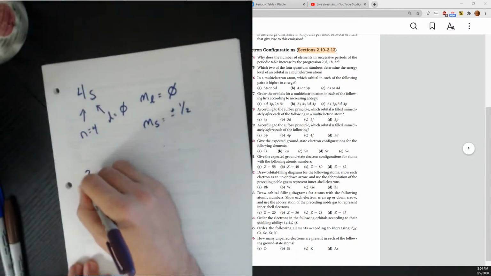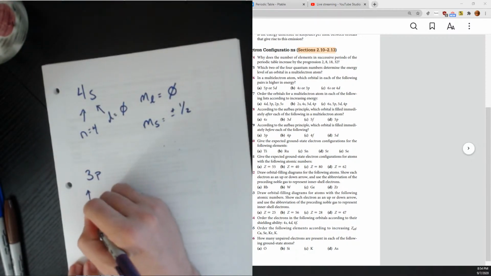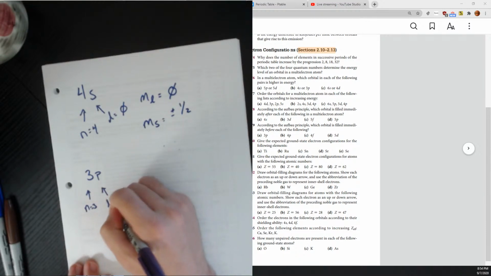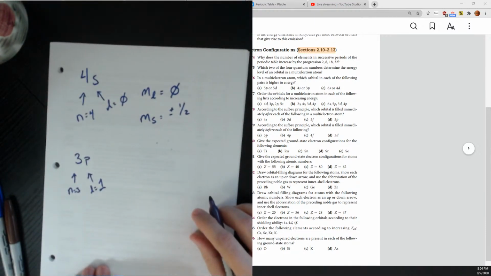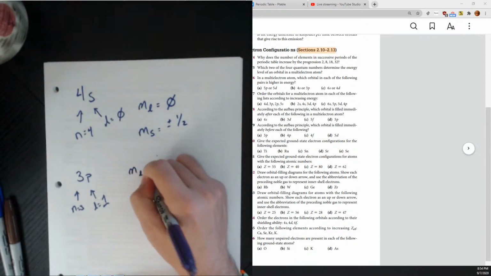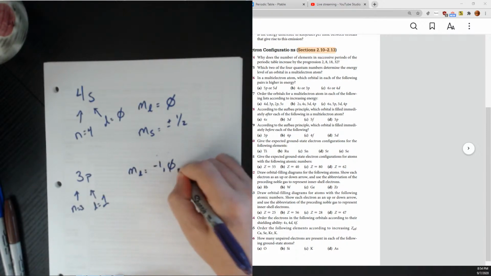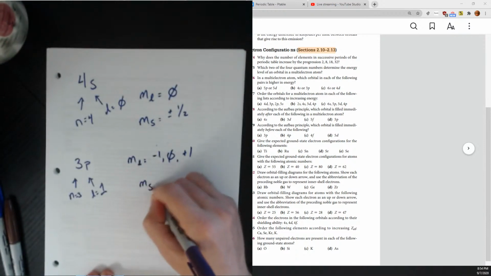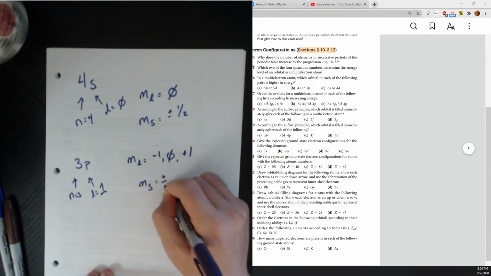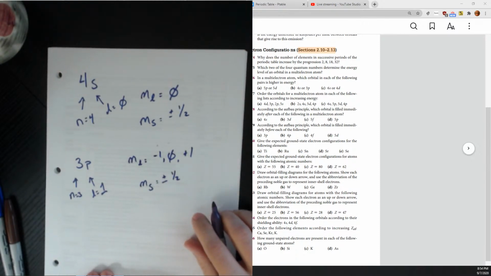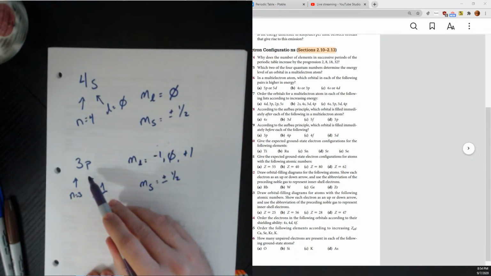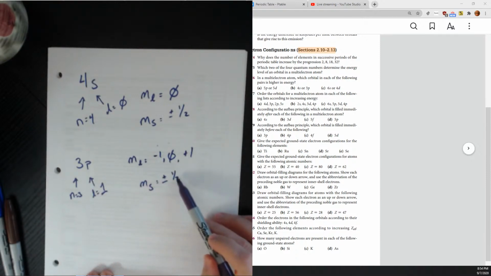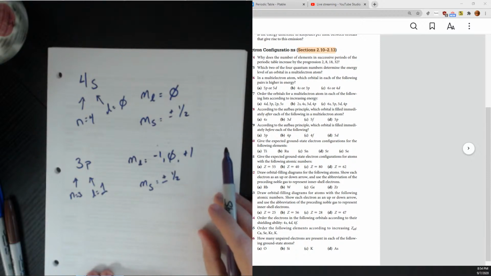Next is 3p. So for n equals 3 and L equals 1. For L equals 1, m sub L can be anywhere from negative 1 to positive 1. Okay, negative 1, 0, or positive 1. And m sub S, likewise, can still only be plus or minus 1/2. So the 3p subshell can hold 6 electrons. 2 electrons, one spin up, one spin down, in each of its 3 orbitals. Okay, so for a total of 6.